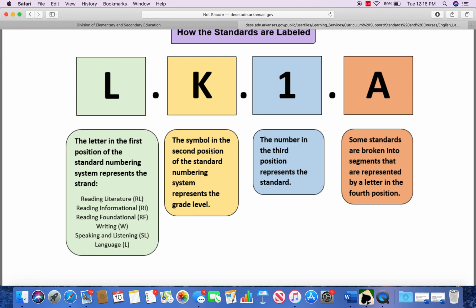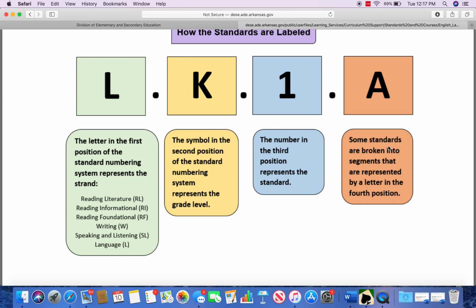The K is the symbol in the second position of the standard numbering, and it represents the grade level. Okay, grade level. Now, yes, in this case, it would be 6, but this is just an example showing us that it even goes back to the kindergarten. The number in the third position represents the actual number of that standard. So in this one, we have language, kindergarten, standard 1.